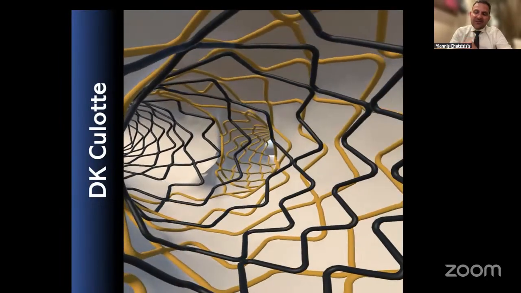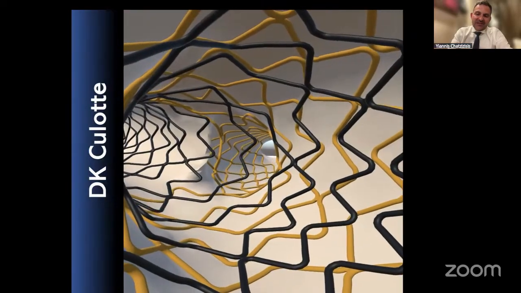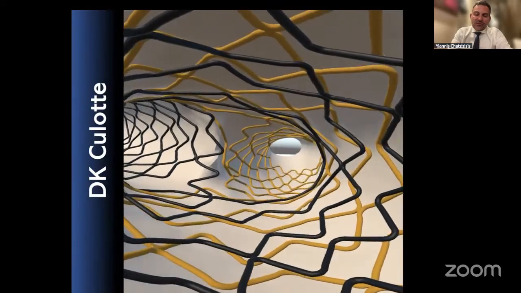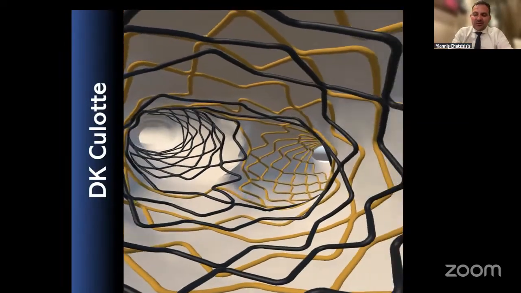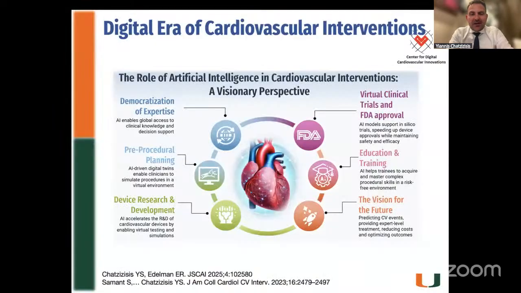Indispensable cognitive experience that helps us understand things better and remove the old-school teaching method, which is by trial and error on our poor patients. So we essentially moved to a totally digital era in cardiovascular intervention, in general in medicine, where AI, simulations, virtual reality will play a central role in, first of all, democratization of expertise. Imagine what we can do with CT or invasive imaging, it doesn't matter.